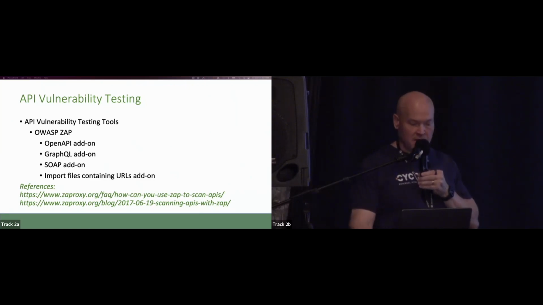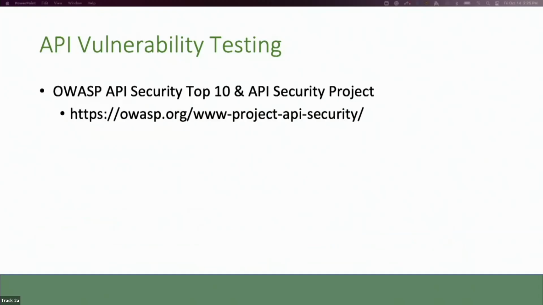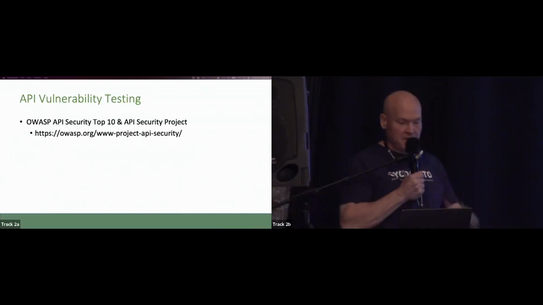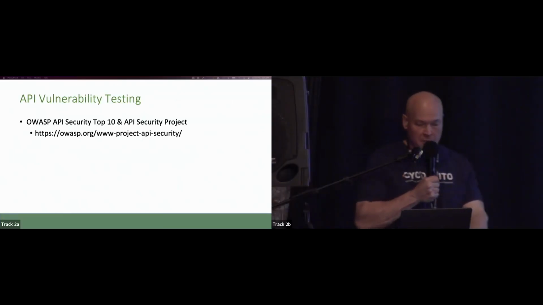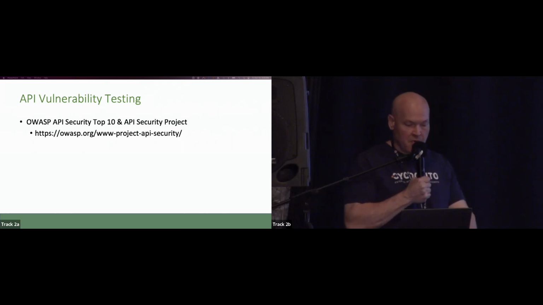So here are some links to some facts on how you can use ZAP to scan APIs, as well as another article on scanning APIs with ZAP. And so API vulnerability testing: OWASP, with a lot of the web application-based stuff, has a lot of good lists and projects out there. The OWASP API Security Top 10 and their API Security Project is a good resource to use there.